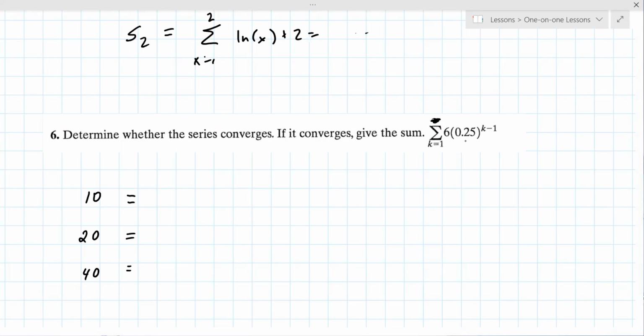For the first one, I got 7.999999. Okay. For 20, I got 8. Okay. You probably get 8 for 40. I also got 8 for 40.